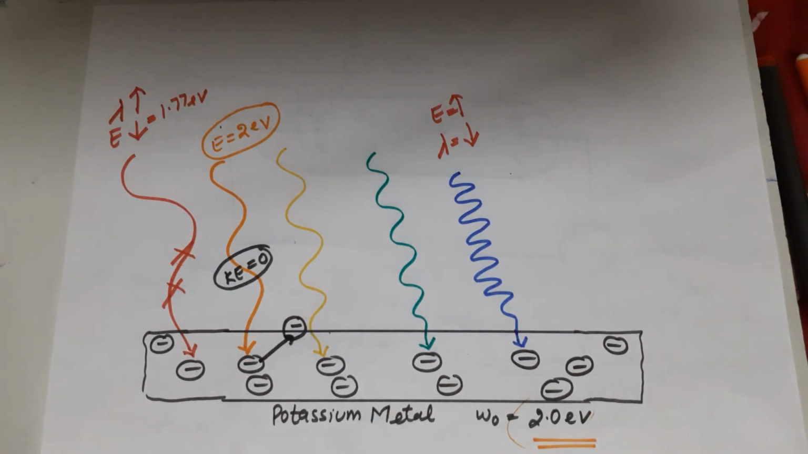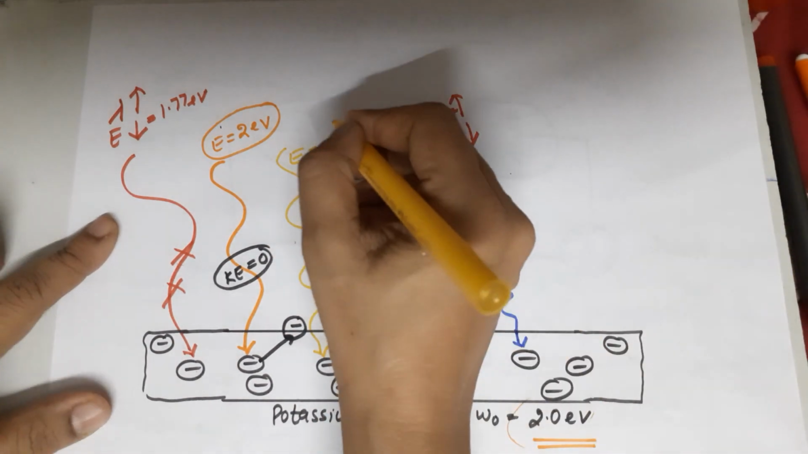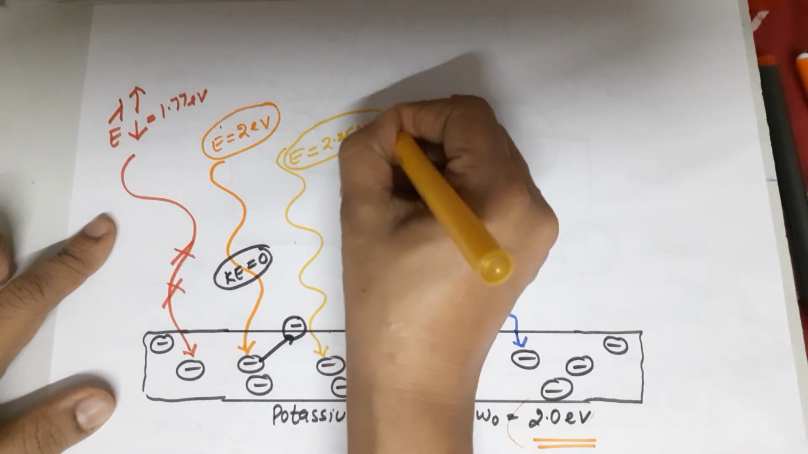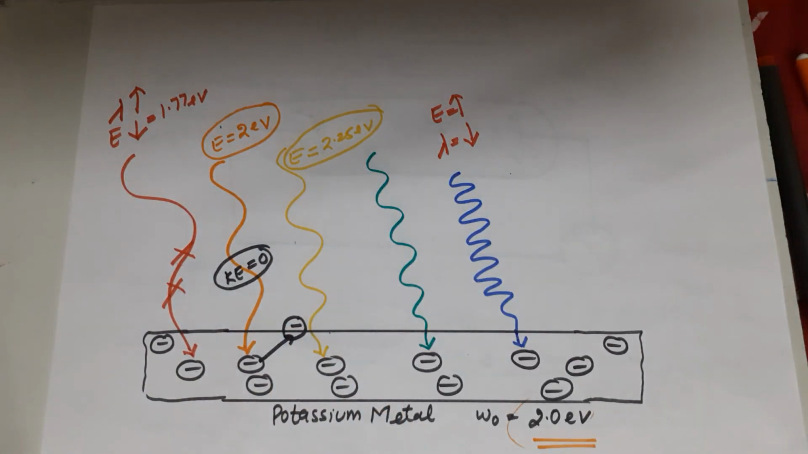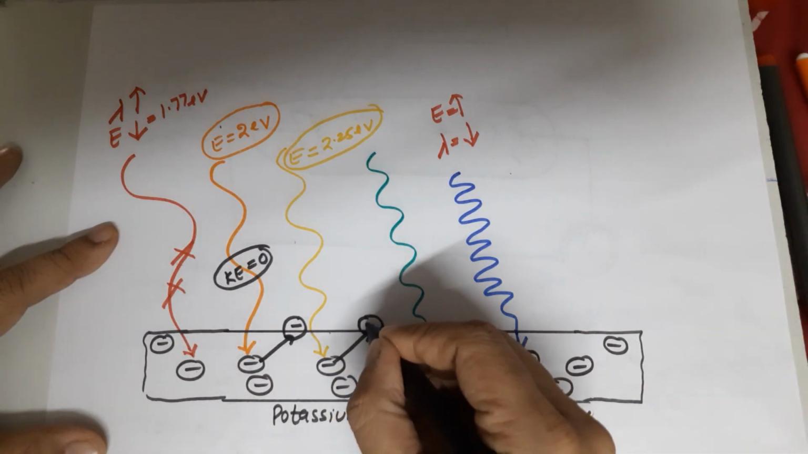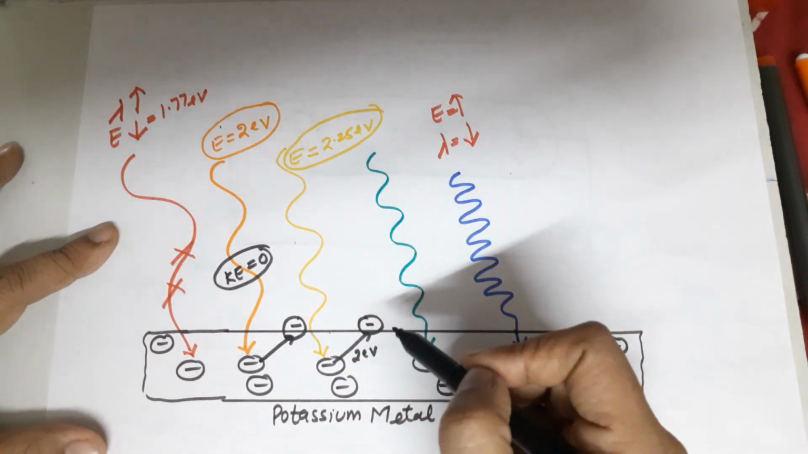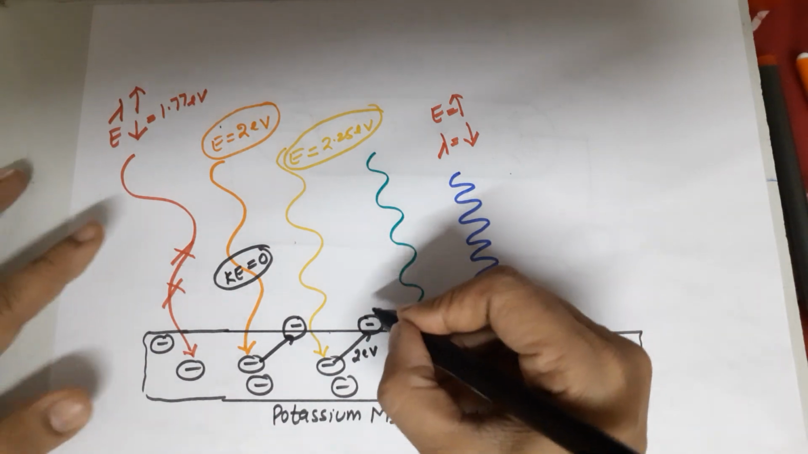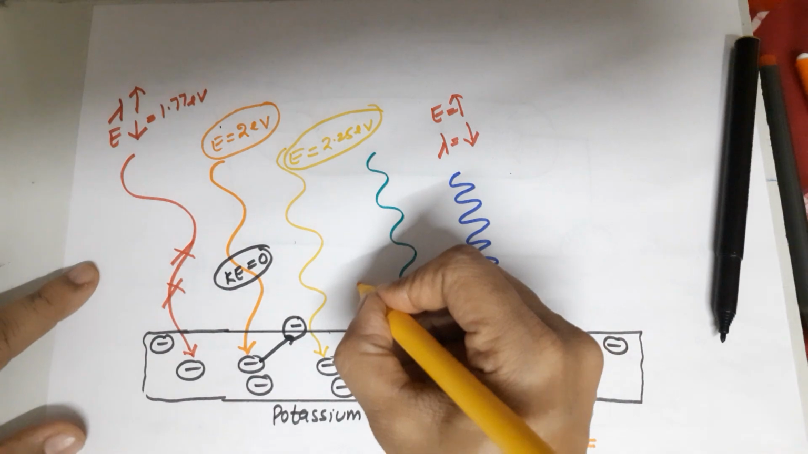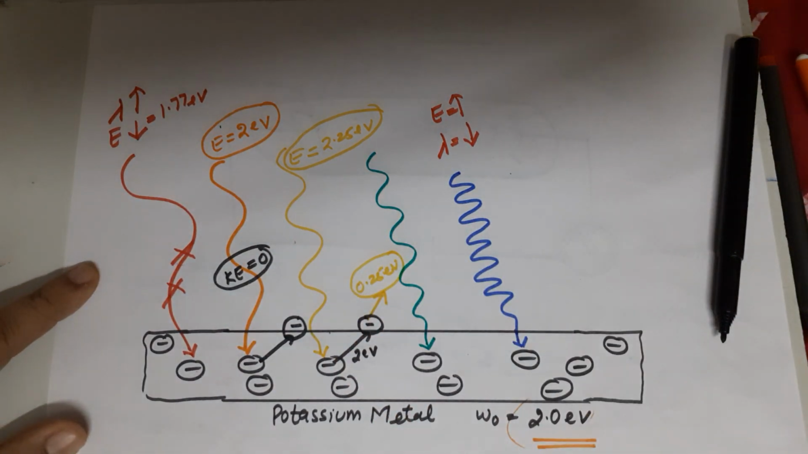Coming to the yellow component. The energy of the yellow component, I hope it's visible, is 2.25 eV. If it is 2.25 eV, then the electron will first move on to the surface. This will require how much energy? 2 eV. Now you're still left with 0.25 eV. So this electron will definitely move out, and the 0.25 eV is the energy which is used for the kinetic energy.